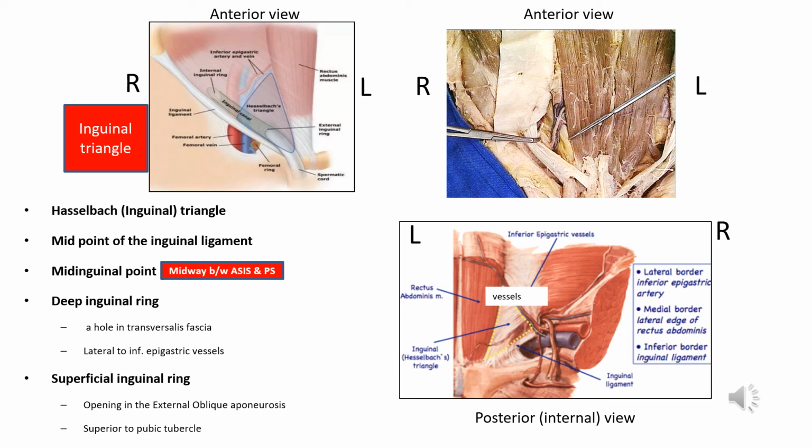The inguinal triangle, or so-called Hesselbach's triangle, is bounded medially by the rectus abdominis, inferiorly by the inguinal ligament, and laterally by the inferior epigastric vessels. The presence of the conjoint tendon and the reflected inguinal ligament directly posterior to the superficial inguinal ring also plays an important role in counteracting the weakness in the inguinal area.